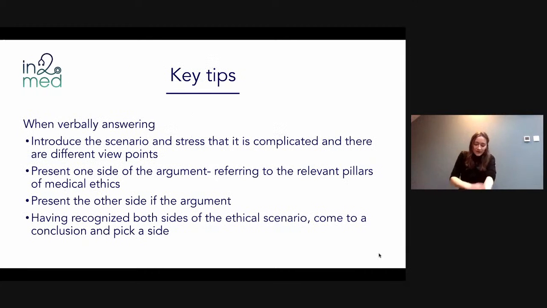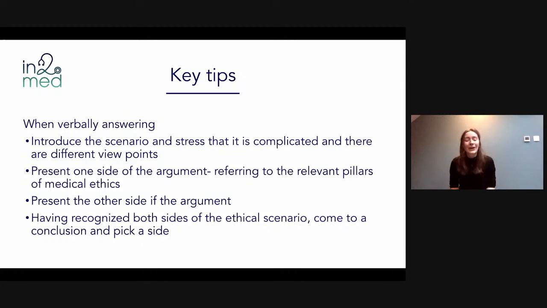So when you're answering an ethical scenario question in interview, how do you go about it? I've given you a load of information about what you could be considering when you are faced with a scenario like this, but actually converting that into a structured response is really, really difficult.